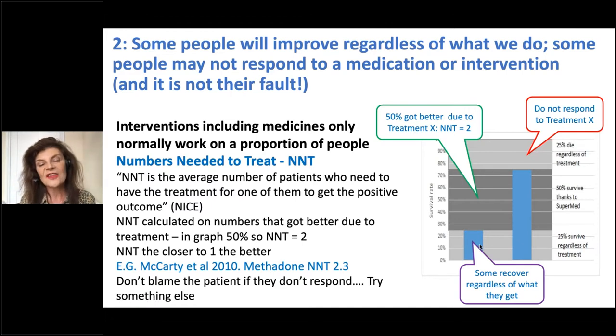So the NNT here is 2, and with an NNT, the closer to 1, the better. Okay, and I've given an example of an NNT for methadone. So this was McCarthy et al. 2010, found that the number needed to treat for methadone was 2.3. So one of the take-home messages here is, don't blame the patient if they don't respond. We have to try something else.